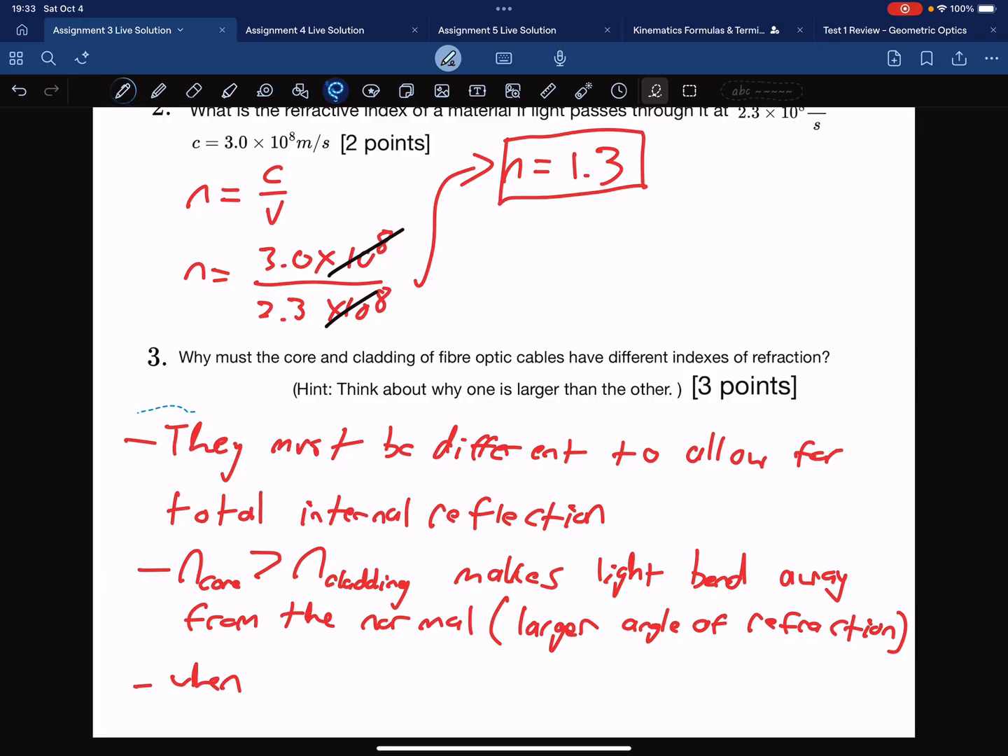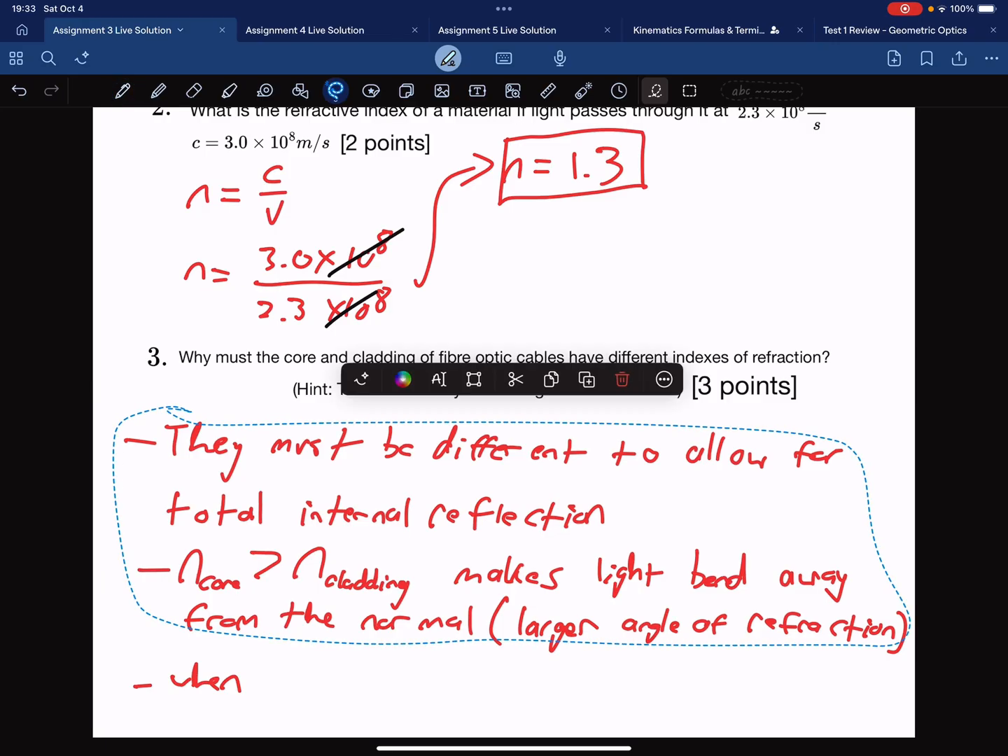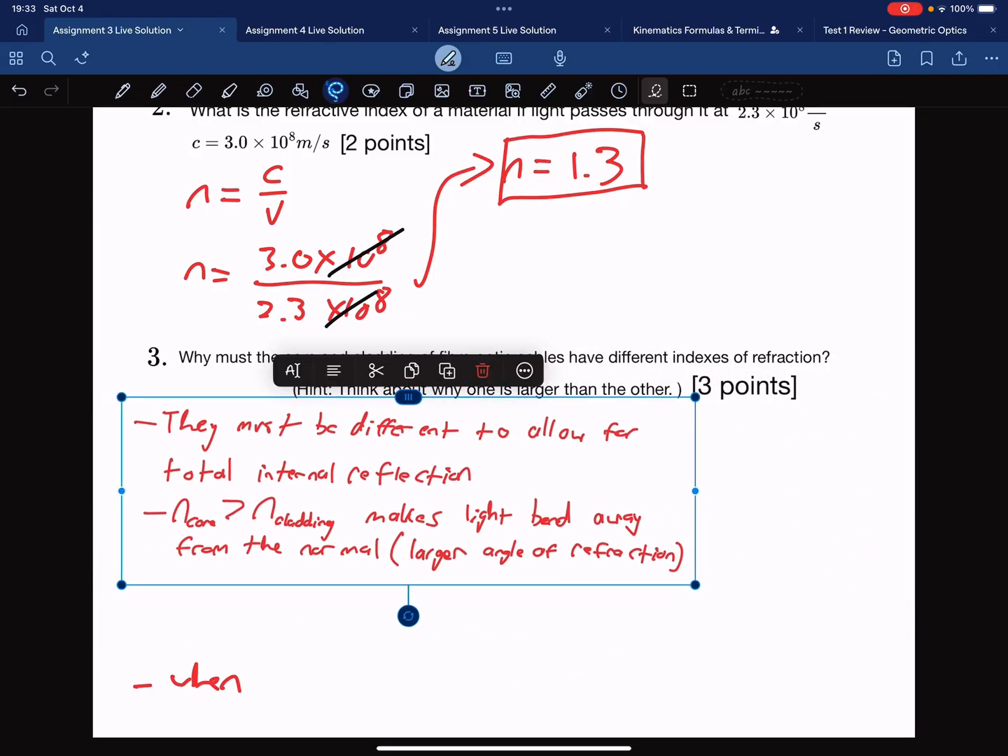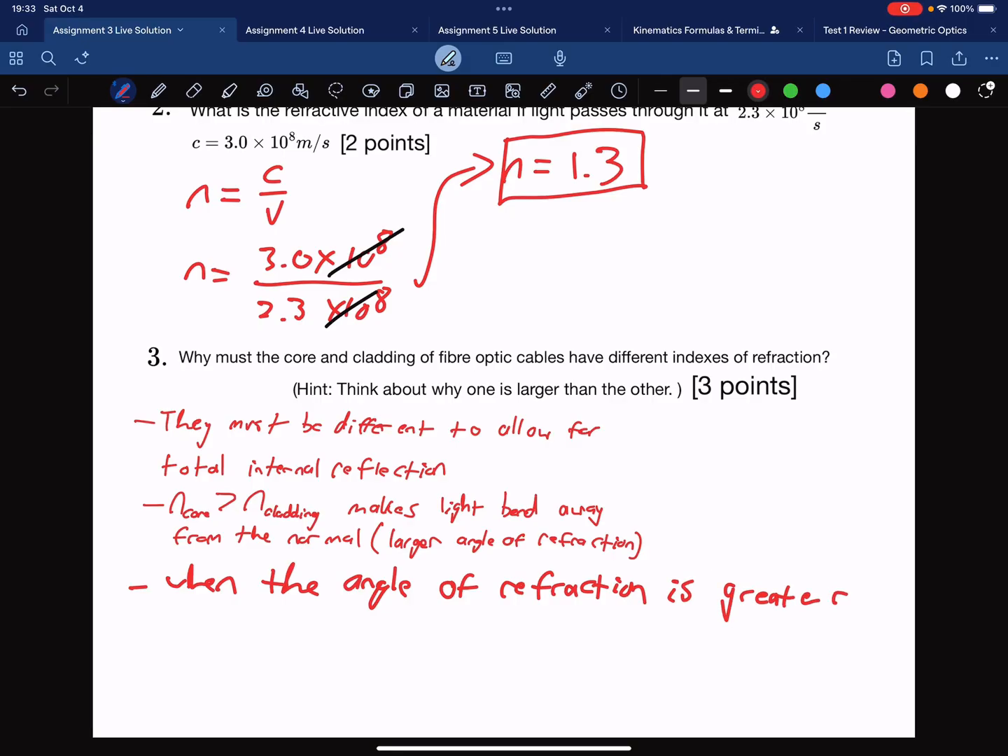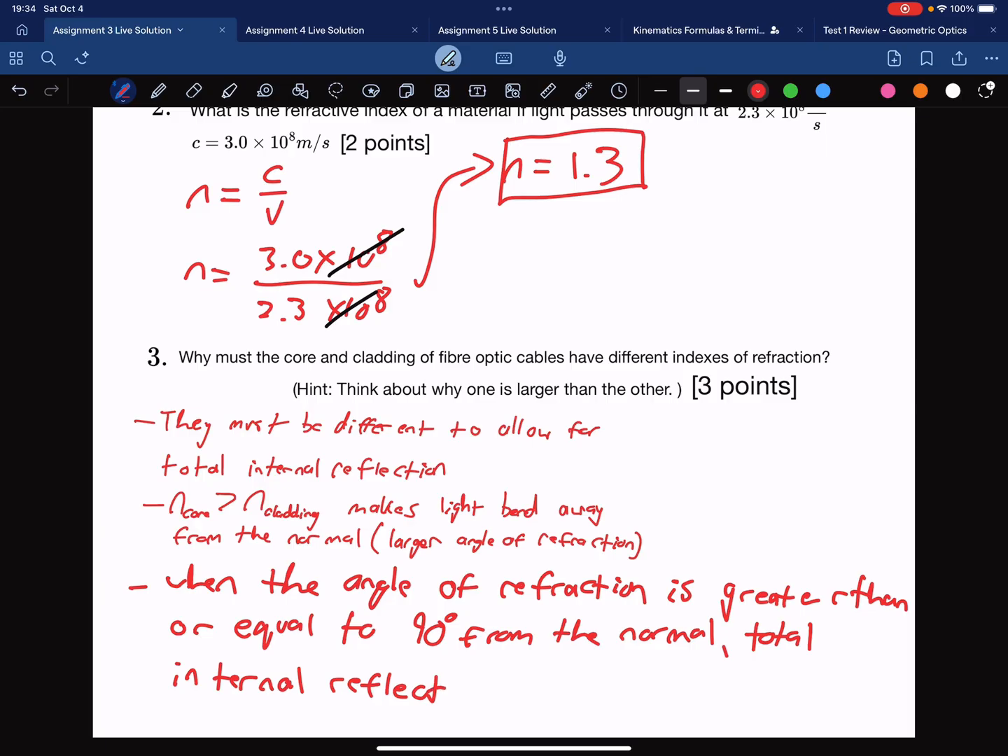Let me just go ahead and shrink that. So when the angle of refraction is greater than or equal to 90 degrees away from the normal, then total internal reflection occurs. So I was looking for something along those lines there.